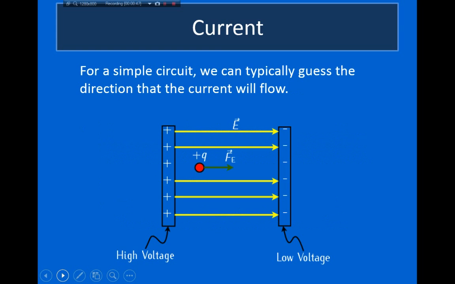In most circuits, we'll be able to guess the direction that the current flows. As we've mentioned before, positive charge always moves from places of a higher voltage to places where the voltage is lower. For example, in this picture down here, I have a positive charge that's placed between two oppositely charged plates. The positively charged plate has a positive voltage, and the negatively charged plate has a negative voltage. Because the positive charge is repelled from the positive plate and is attracted towards the negative plate, the positive charge will move from the plate that has a higher voltage towards the plate that has a lower voltage.